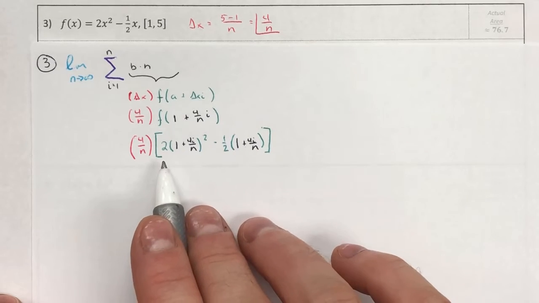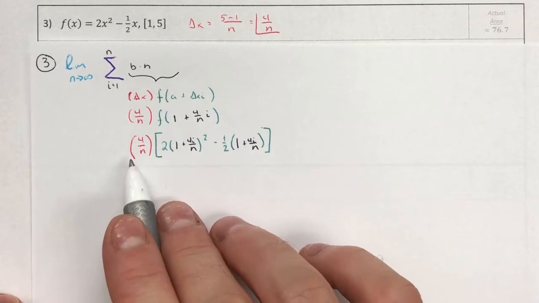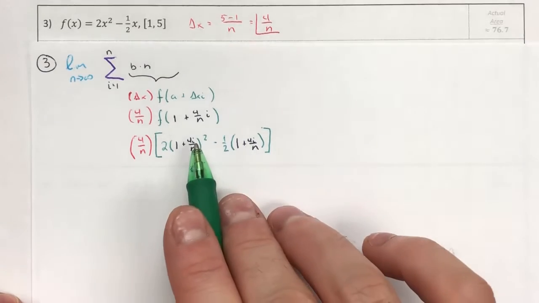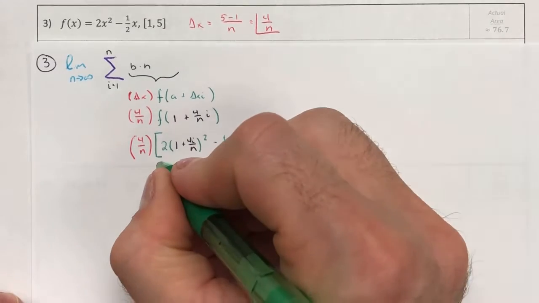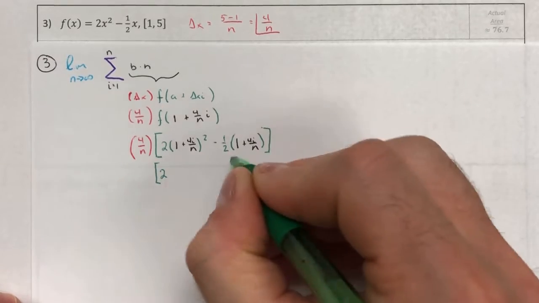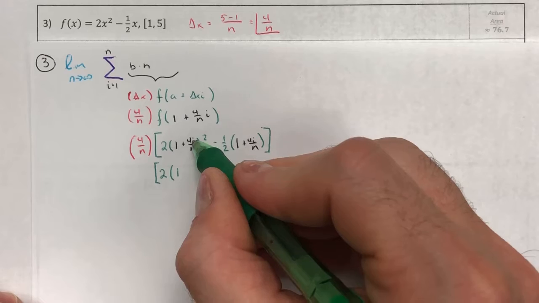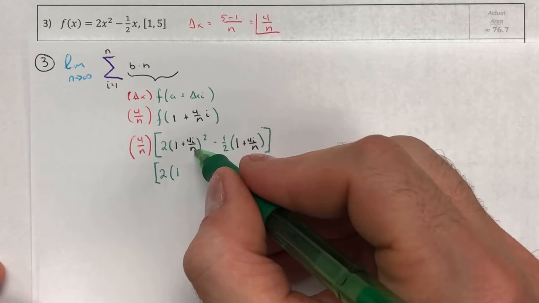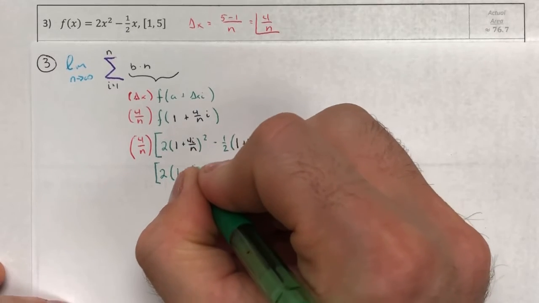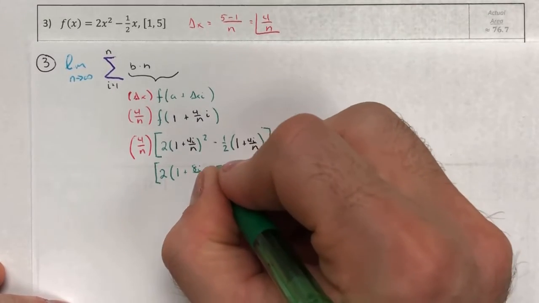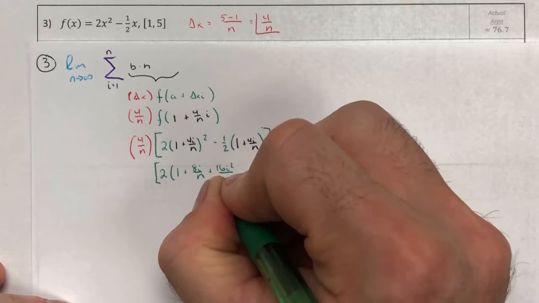Okay. And so now I'm going to be simplifying what's over here on the left so that I can eventually distribute this 4 over n into that. So the first thing to do is to square this. So I'm going to square the first, which is going to give me a 1. 1 times 4i over n is going to be 4i over n. Double it, 8i over n. And then 4i over n squared is going to be 16i squared over n squared.